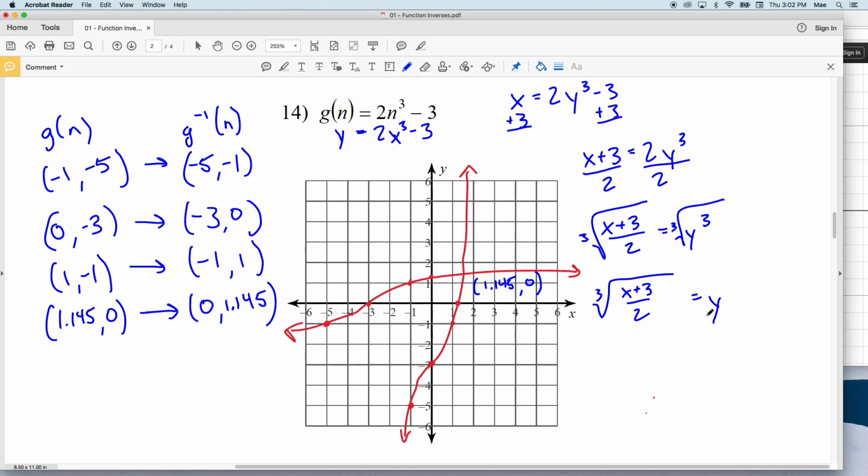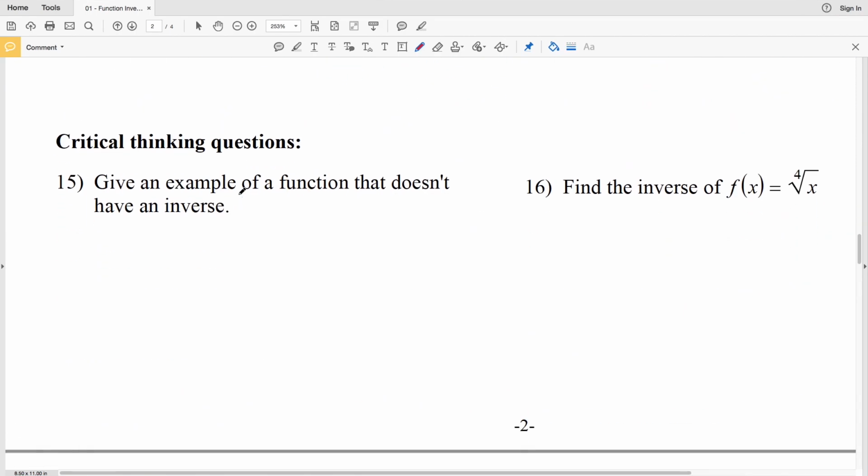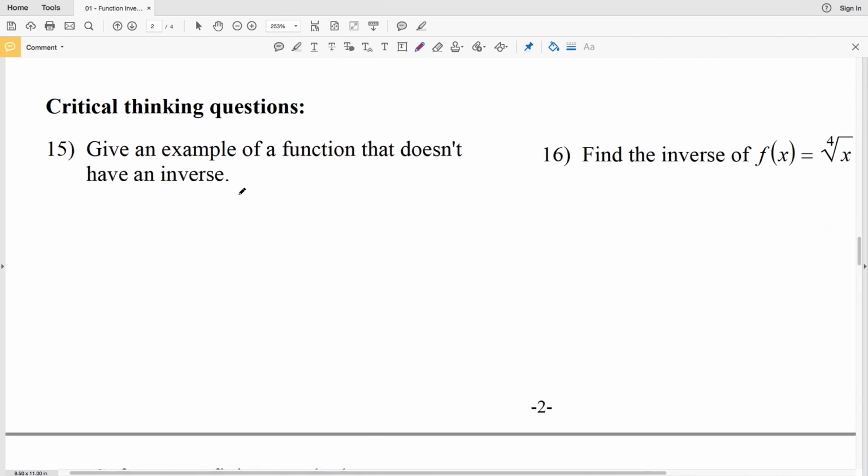But now we need to write this in our function notation. So the inverse function of g of n equals the cube root of, not x plus 3, but n plus 3 over 2. And that's our solution in number 14. And if you want to double check, feel free to enter this in on a graphing calculator. Now onto our critical thinking questions.